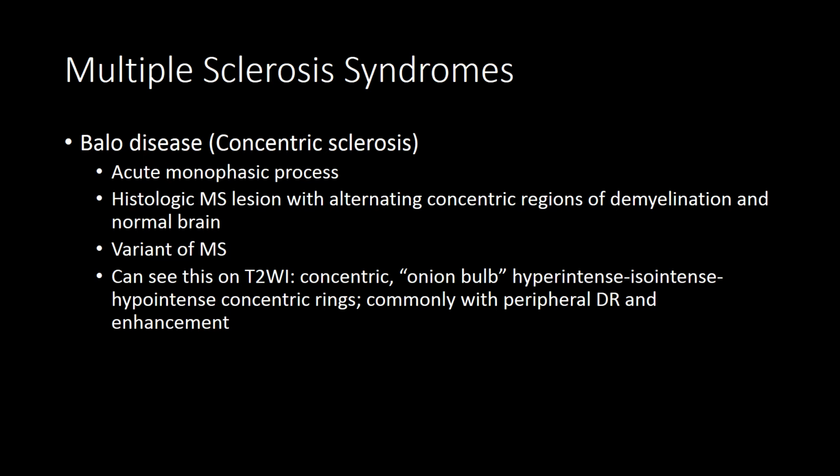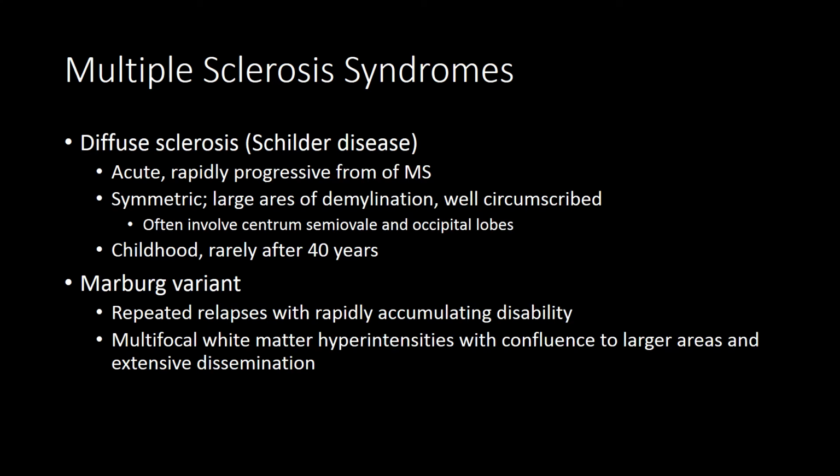It is thought to be a variant of multiple sclerosis, and on T2-weighted imaging, you see concentric onion bulb, hyperintense, isointense, hypointense concentric rings. It commonly has peripheral diffusion restriction and enhancement. Additional multiple sclerosis syndromes include diffuse sclerosis or Schilder disease and Marburg variant.